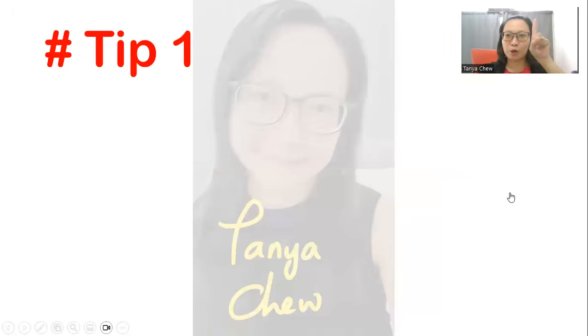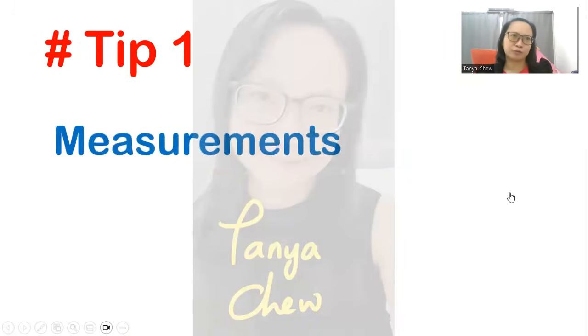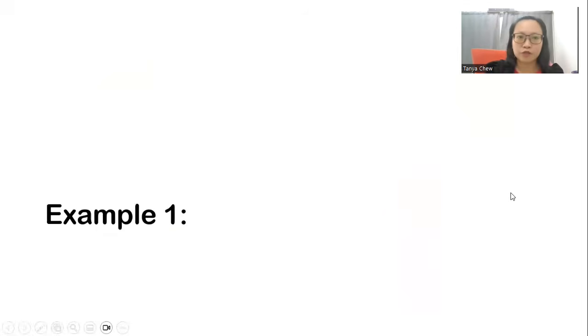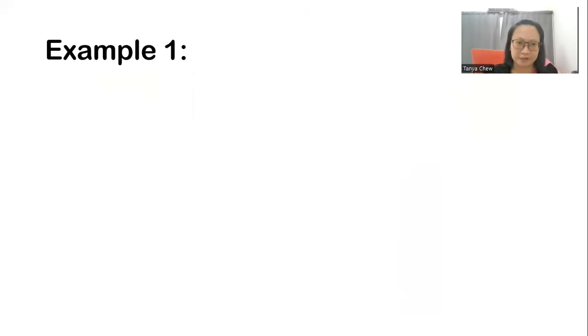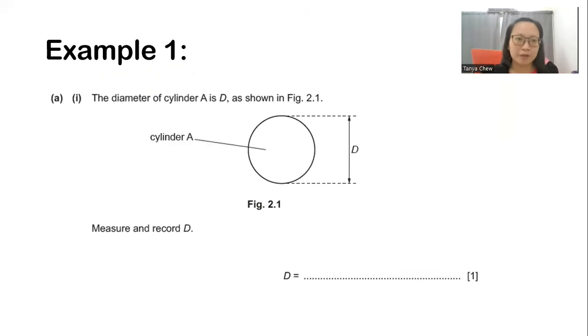Tip number 1, measurements. What is this? Everybody knows that physics experiments is about measurement. Are you sure this is about the tip number 1? Yes, I'm very sure. So I want you to see this. I am going to give you some example here. This is one of the past year questions.